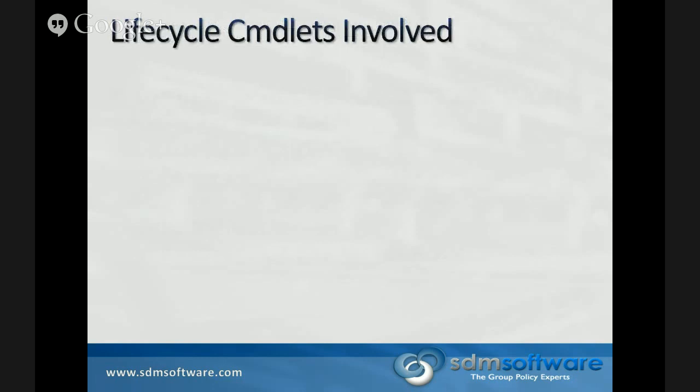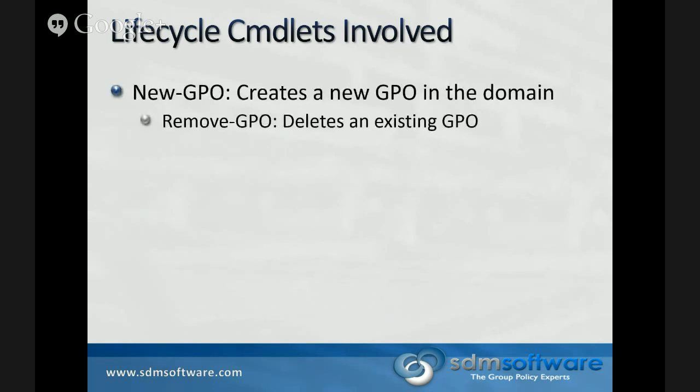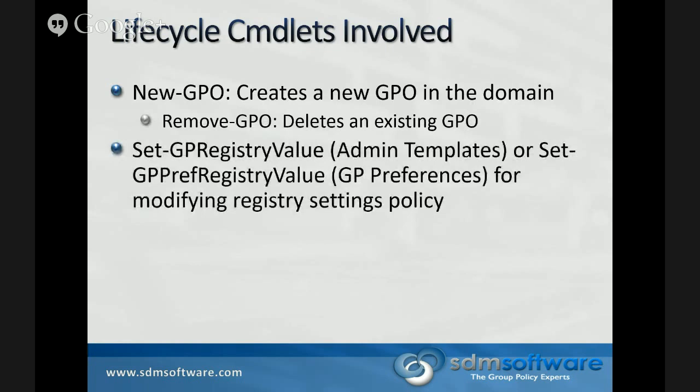So I'm going to take you through an example of doing this in essentially a one-liner. It's a little bit dramatic, but it kind of shows off the capabilities of what you can do with the Microsoft module. So we're going to create a new GPO. There's also a commandlet for removing GPOs. We're going to set GP registry value, which is an admin template setting. Now I'll explain how that works in a minute.